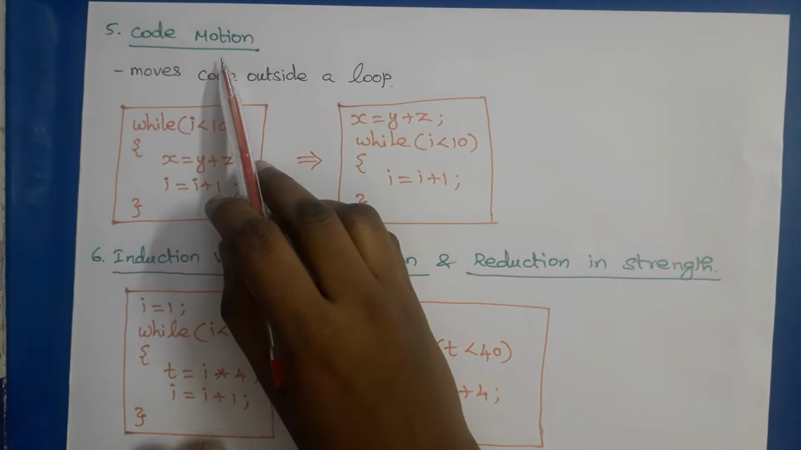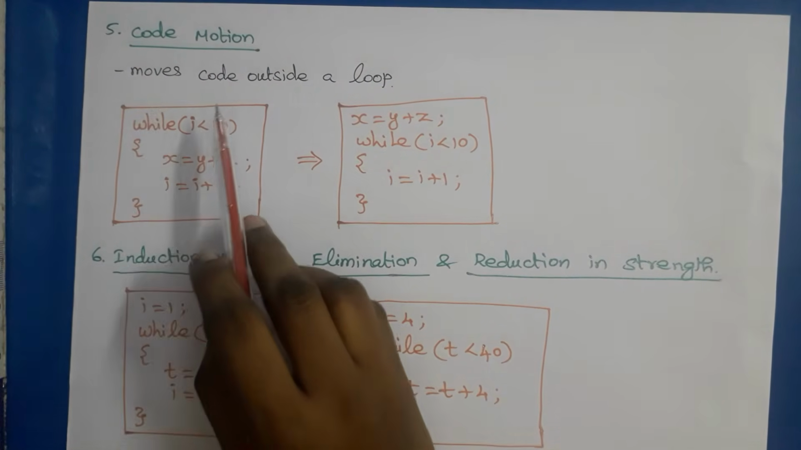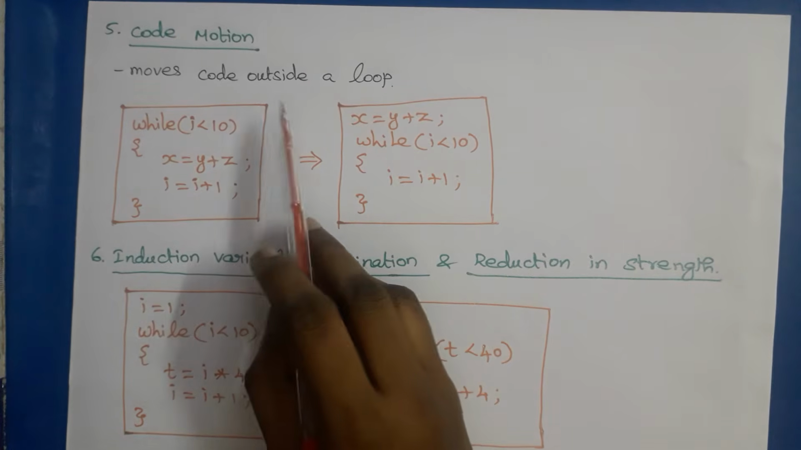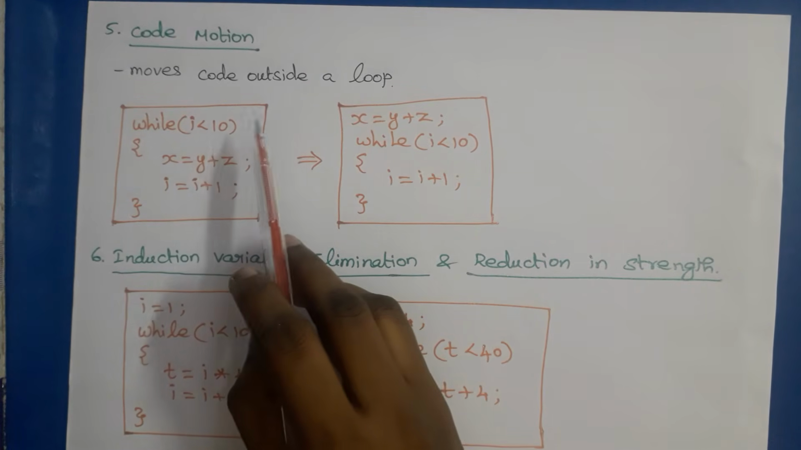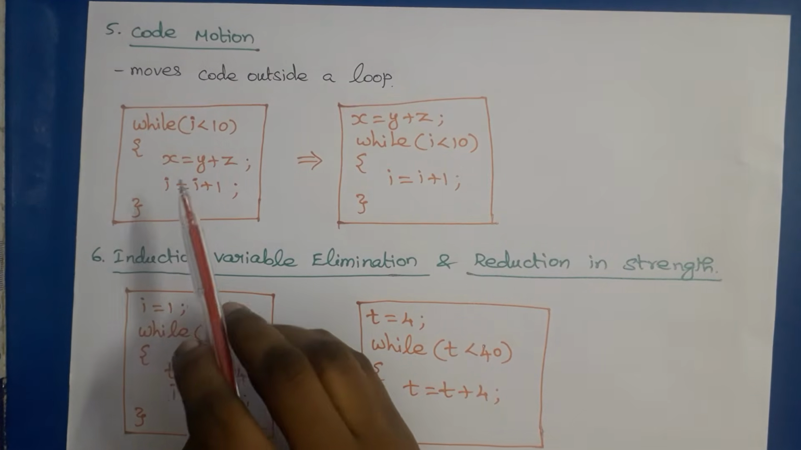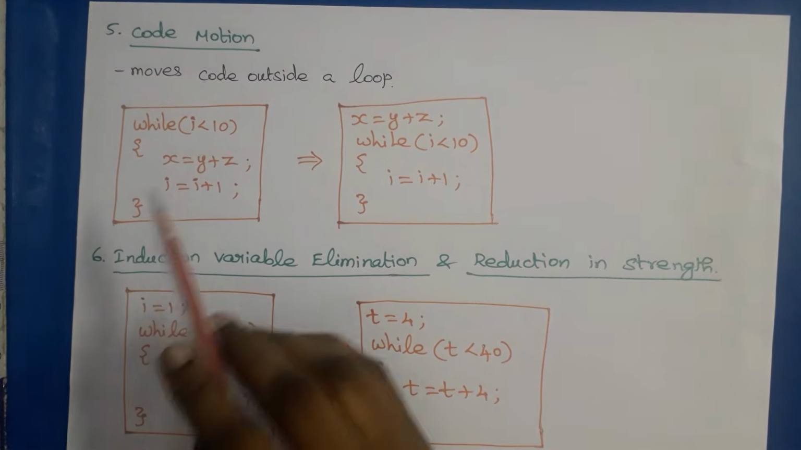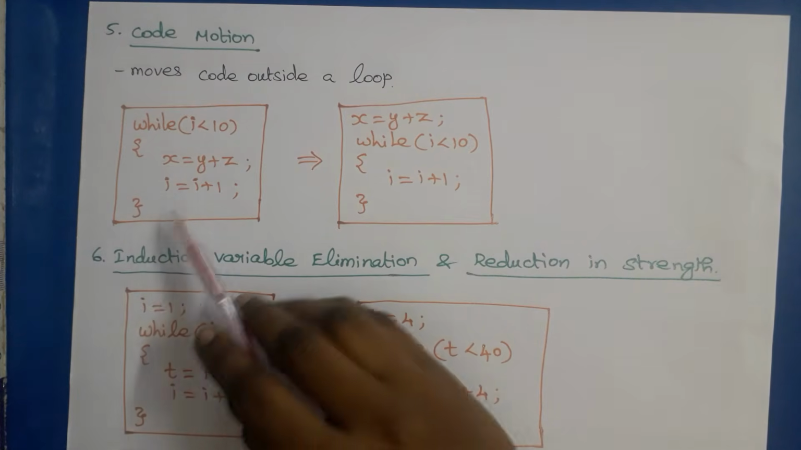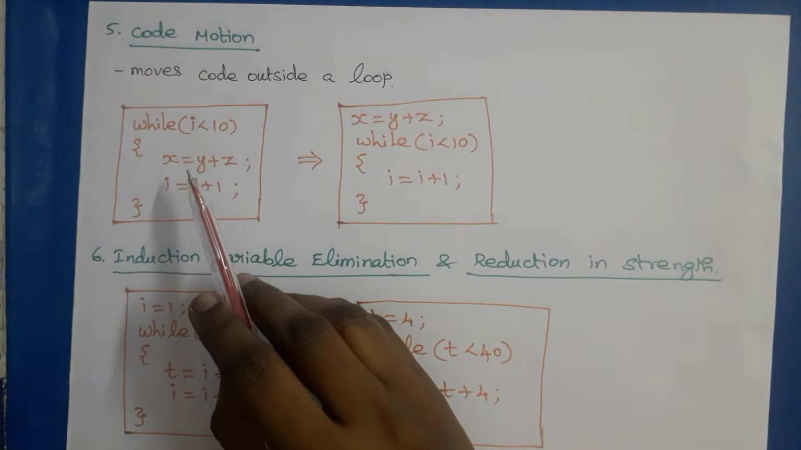Next one is code motion. Code motion means it moves code outside a loop. Normally, more time is spent executing the loop. Programs spend more time executing the loop. So if we move some code outside the loop, then we can improve the running time.